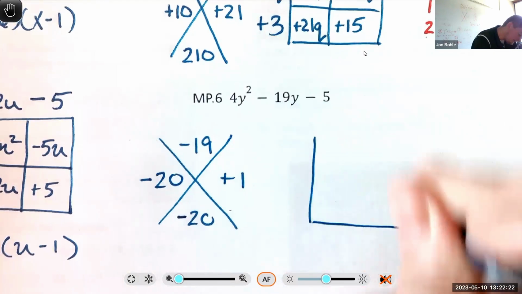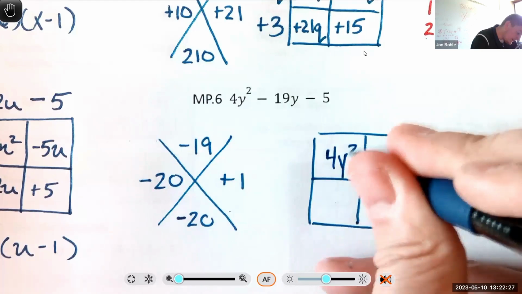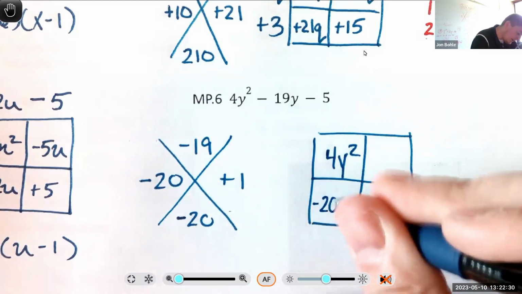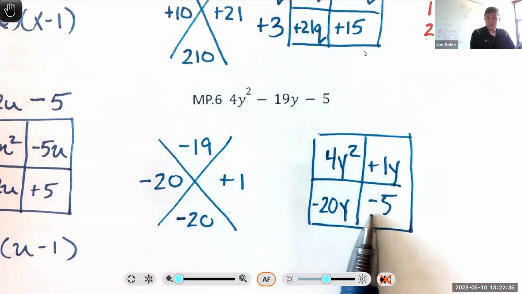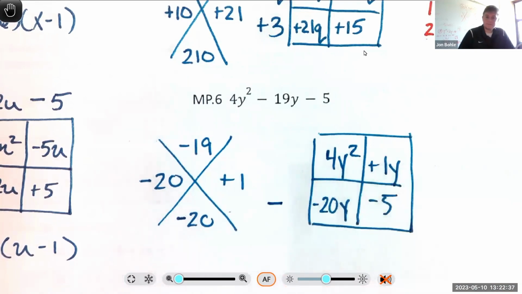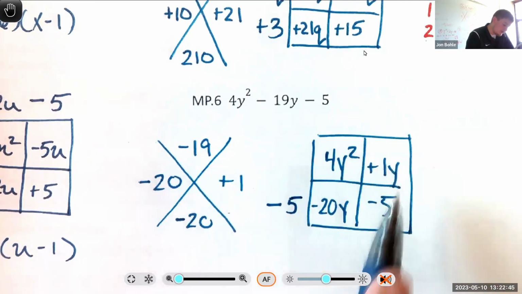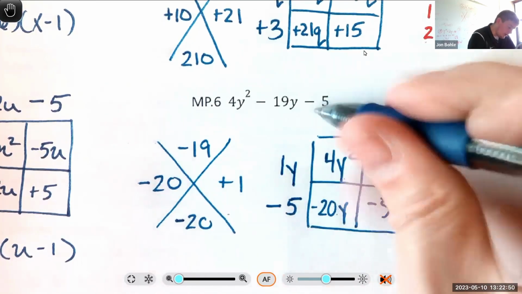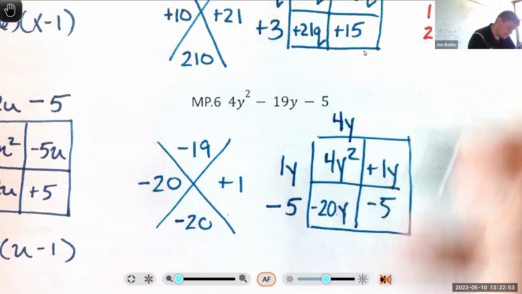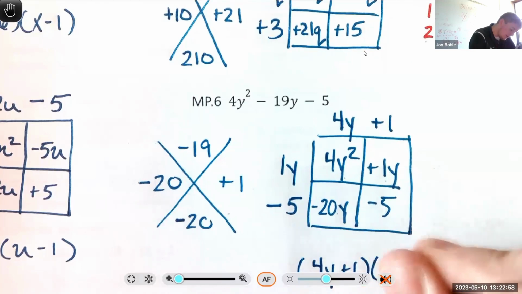Then you set up the box. You're going to have 4y squared, -5, -20y, +1y. We're multiplying to a negative here and here, so that means my negative number is going to be right here. Then greatest common factor, same thing over and over. The biggest number that divides out of each of these is 5, then 1y, then 4y, then 1. So this is going to factor into 4y plus 1 times y minus 5.